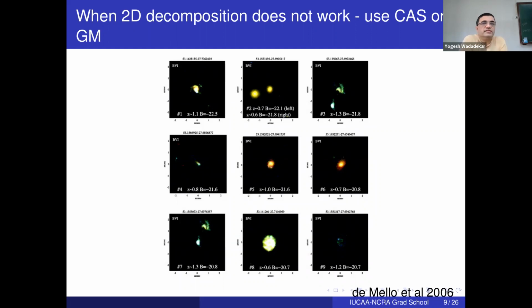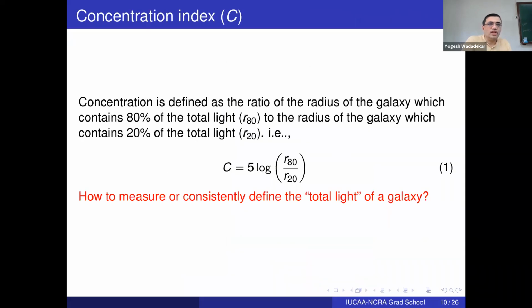So in such cases, you can't do your regular bulge-disc decomposition at all. A new technique called non-parametric estimation was developed, and there were basically two kinds of measurements that were done. One is called CAS, and the other is called GM. Okay, so let's look at CAS. So there is something known as the concentration index.